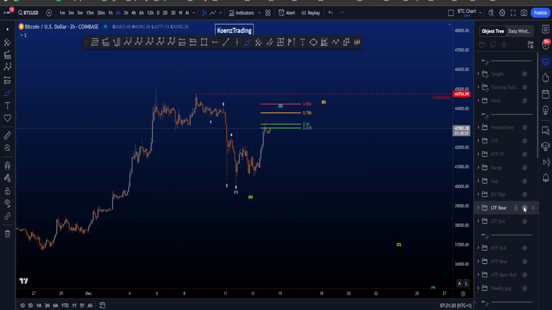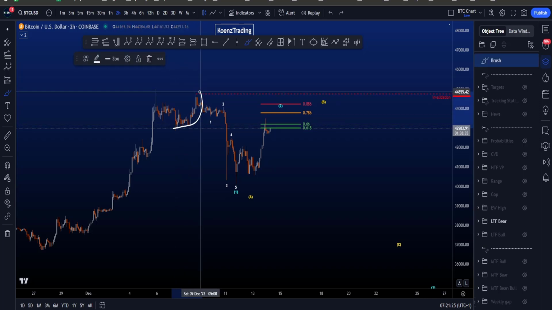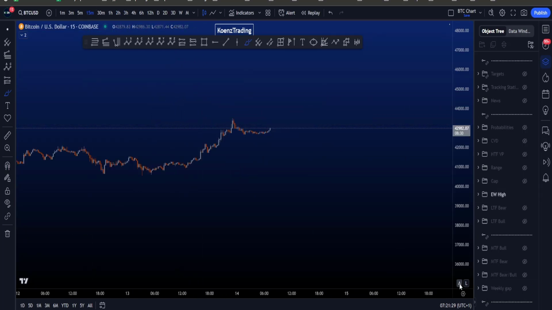While in the bearish scenario, you're going to be looking for this to be a wave 5, which means this has to be an impulse to the upside. So let's have a look at this structure on the 15-minute.